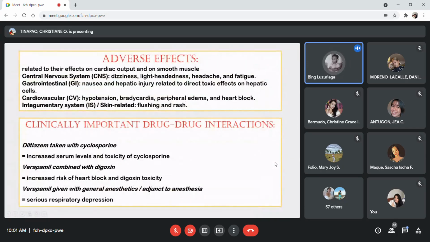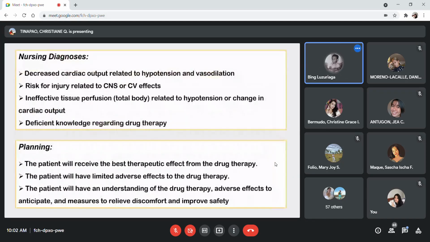Then for your anti-anginal drugs, you just base it on the two problems, the parameters in the development of angina pectoris. So we'll make it simpler for you. Okay, next. Continue, Miss Bermudo. Go next slide. Just read on the adverse effects.